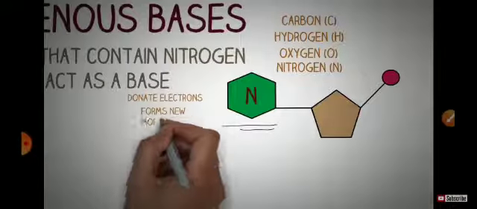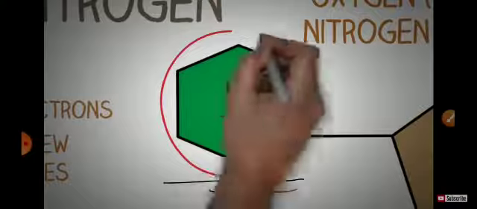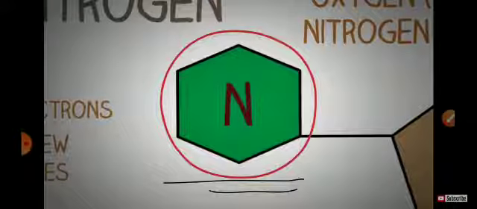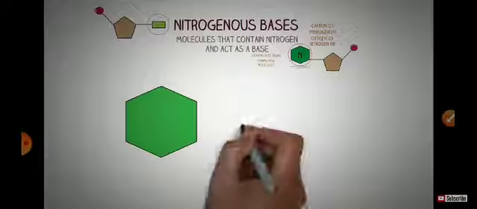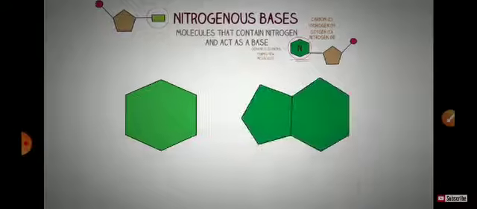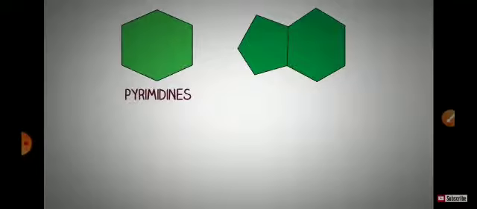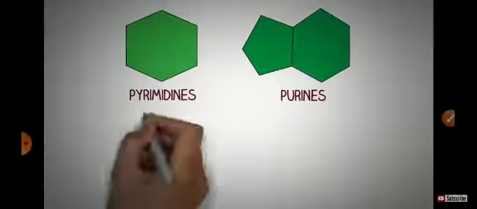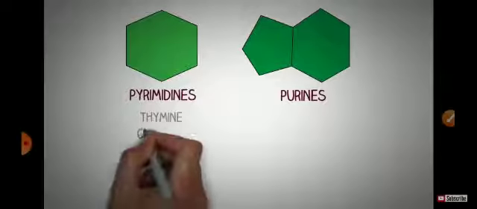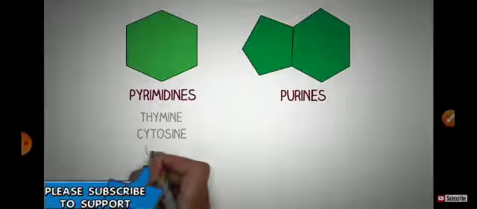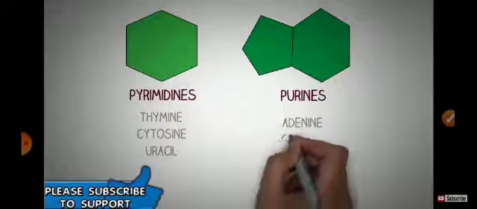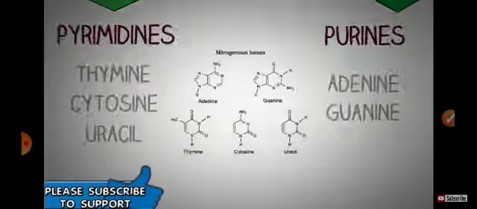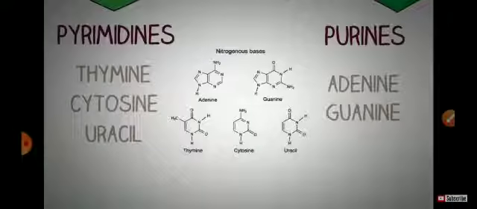The base is the one which donates electrons and forms a new molecule, and thus the name given is nitrogenous bases. Talking about the nitrogenous bases, they could either be a single ring or comprise 2 rings, as depicted in the diagram. The pyrimidines and the purines, that is Py and Pu, are the 2 different types of nitrogenous bases, the one having a single ring and the other having a double ring. Thymine, cytosine and uracil are single-ringed pyrimidines, and the purines are adenine and guanine.